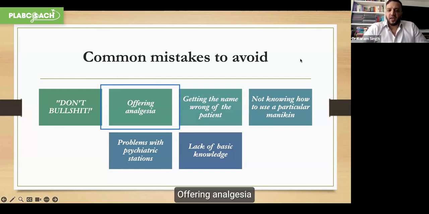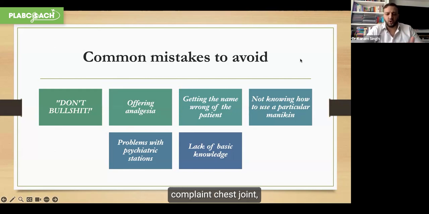Offering analgesia is an important one. There will be many different types of history-taking stations where pain is the predominant complaint: chest, joint, abdominal, headache. The patient might be in discomfort whilst you're taking a history. How you should approach this is you should tell the patient, first of all, I acknowledge that you're in pain. I'm sorry that you're in pain. Are you comfortable enough to continue?